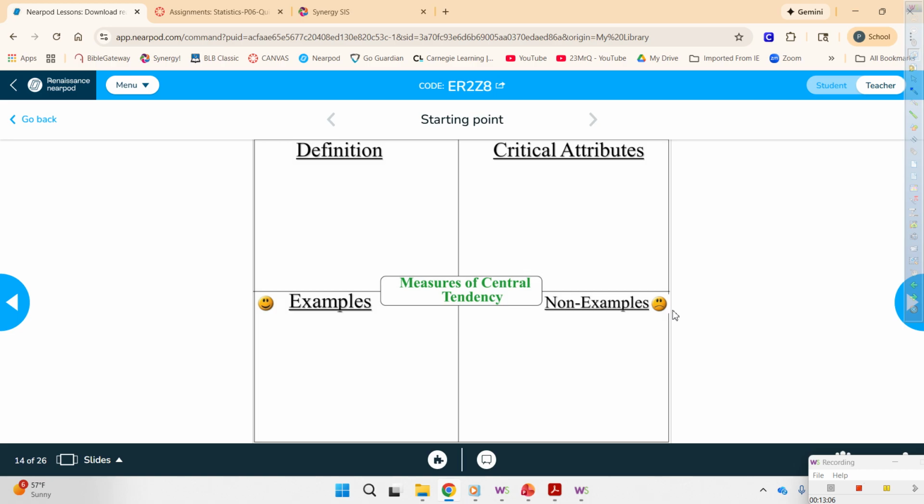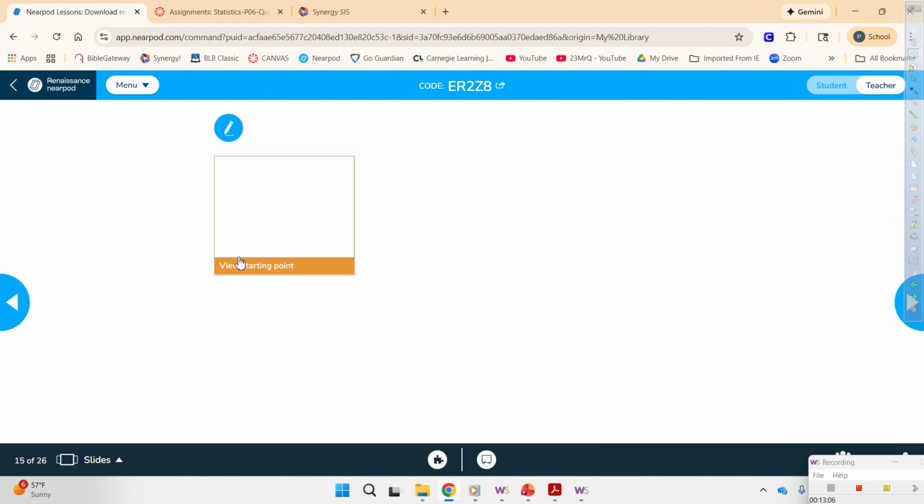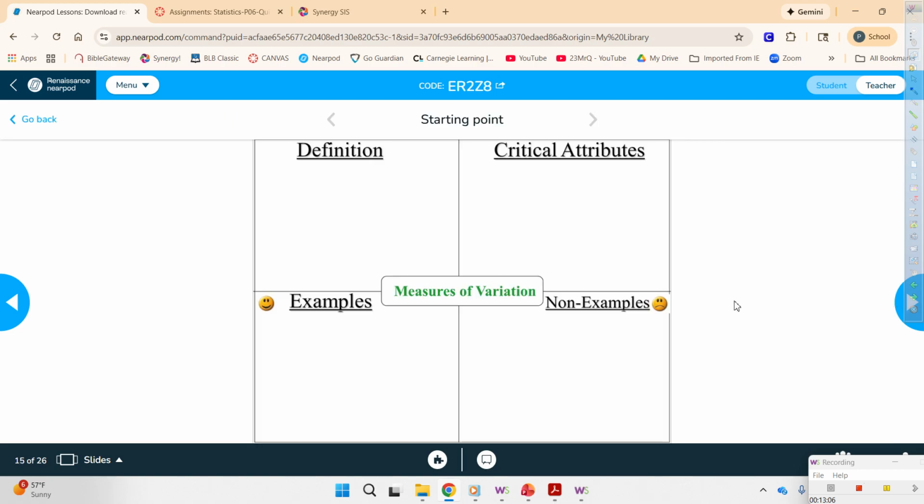All right, here we go. Measures of central tendency. Let's go over here with Enrique. Mean, median, and mode is correct. Yes, sir. Next. What are the measures of variation?